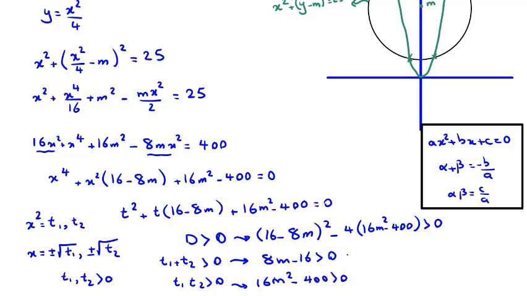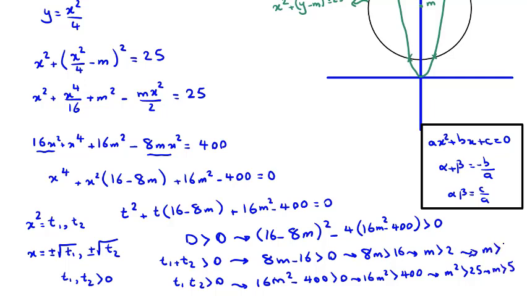Now, these two conditions are so much easy. Then 8m is greater than... if you add 16 to both sides and divide both sides by 8, m is greater than 2. Here 16m squared is greater than 400. If we divide both sides by 16, it will be 25. And with m greater than 2, m is positive, so m is greater than 5. So by these two conditions, we conclude m is greater than 5.